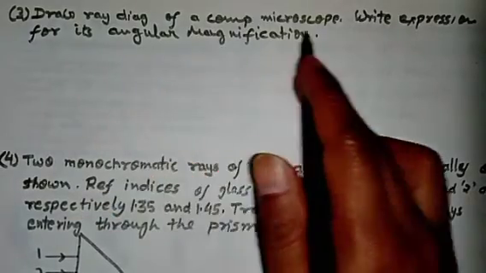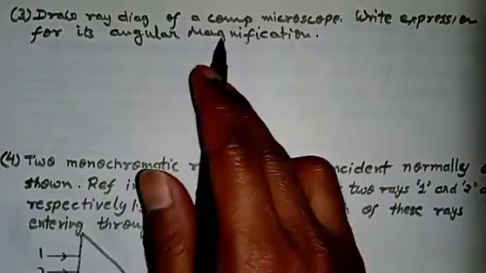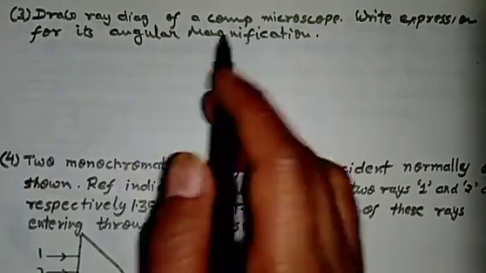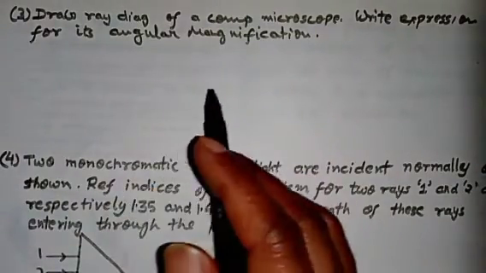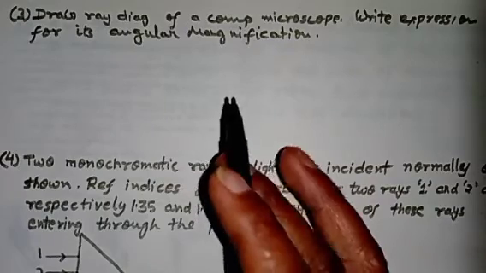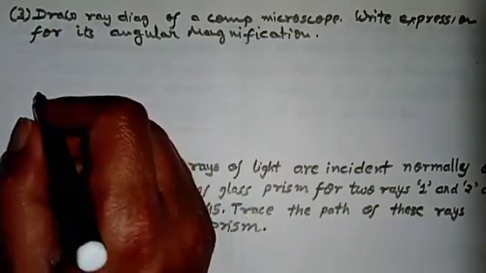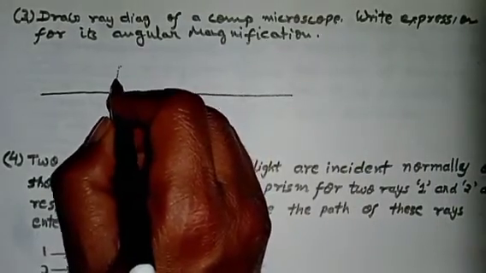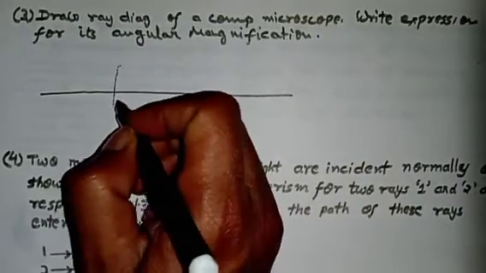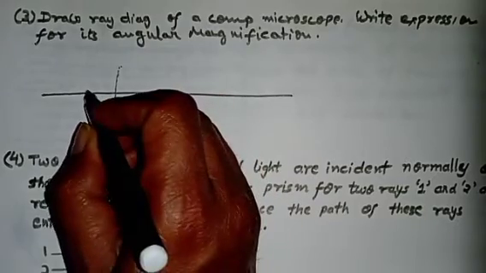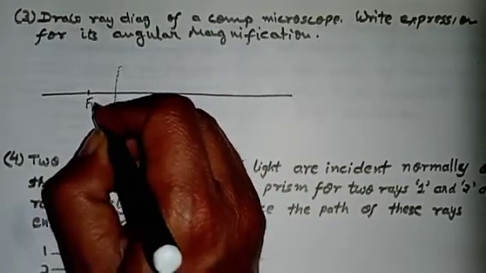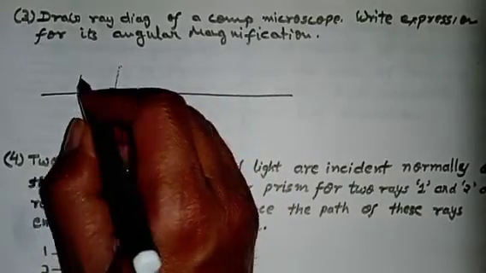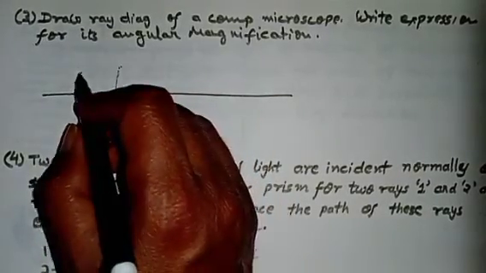Draw ray diagram of compound microscope. Write expression for its angular magnification. So compound microscope, they haven't given the condition, so we will consider when final image is formed at D. That is a common condition for compound microscope. So here this will be the objective lens. So here its focus FO, here its point O, and object is placed close to FO.